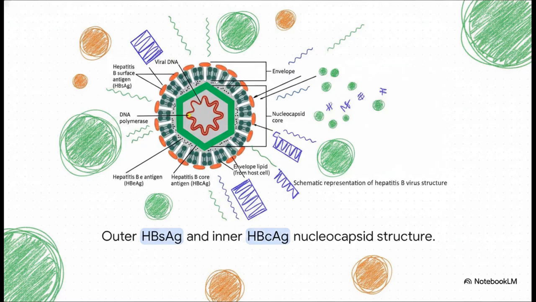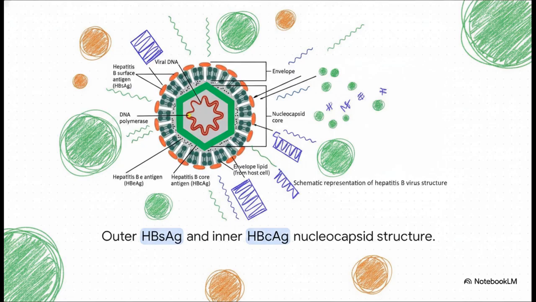Think of it like an onion. The outermost lipid bilayer is densely studded with the surface antigen, universally known as HBsAg. Deep inside, we find the icosahedral nucleocapsid, which is structurally composed of the core antigen, HBcAg. And you cannot forget the E antigen, HBeAg. This one is particularly unique because it's actually a secreted product of the viral nucleocapsid that bypasses assembly altogether and accumulates directly in the patient's serum as a soluble antigen.